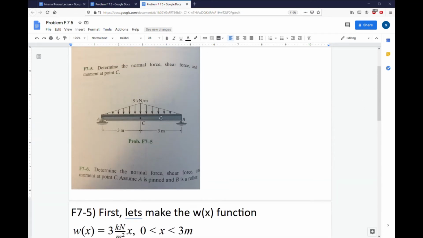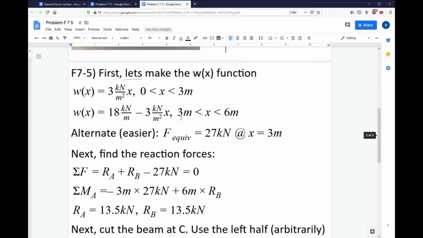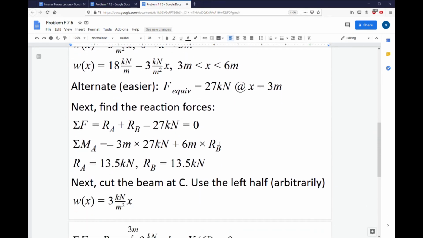Then the reaction at B is 6 meters away from A, and a positive reaction force at B would cause counterclockwise rotation, so positive moment. So plus 6 meters times RB equals 0. To solve these two equations, we get RA is equal to 13.5 kilonewtons and RB is equal to 13.5 kilonewtons.